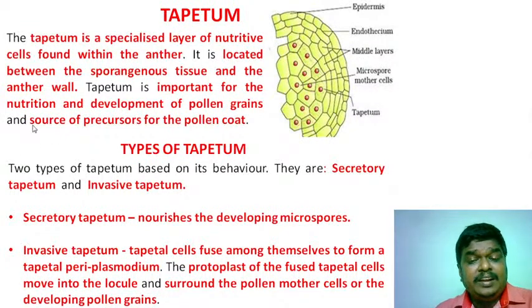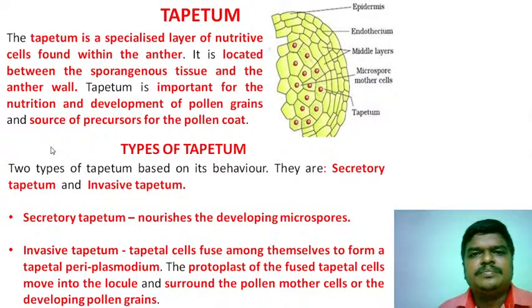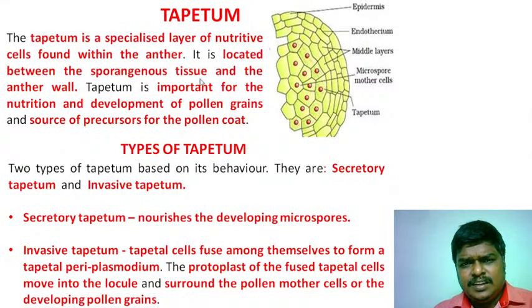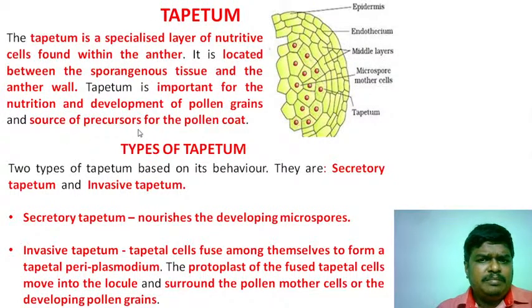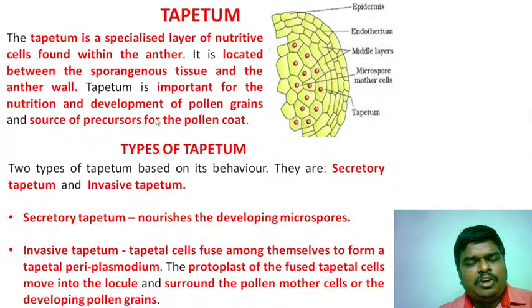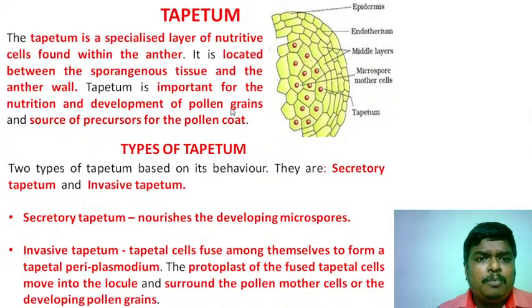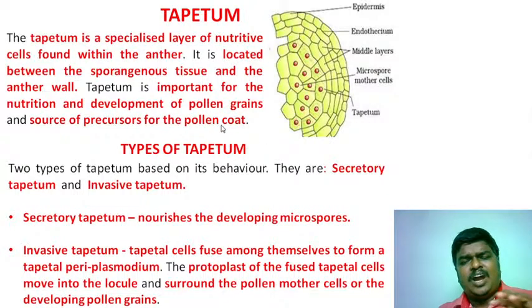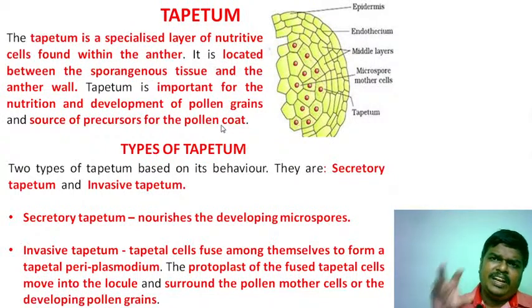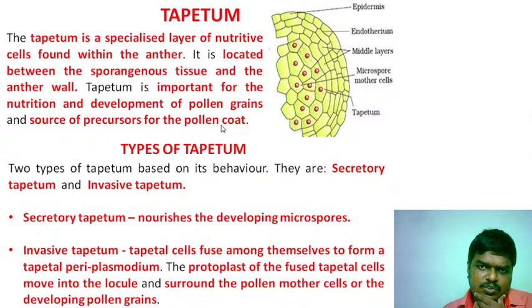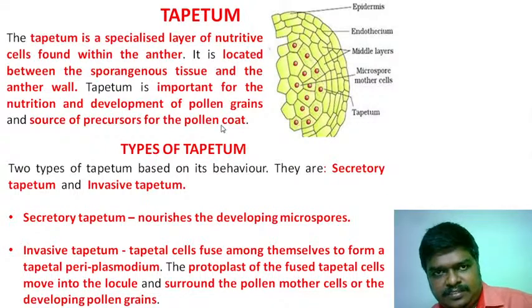And they provide nutrition, and also they play an important role in the development of pollen grains, that is from the microspore to pollen grains. Among these, the tapetum is a very important layer because it provides nutrition to the microspore mother cells, and also plays an important role in the development of pollen grains. And then the pollen coat. What is the pollen coat? The pollen coat is the outer layer of the pollen grains. It has two parts, called exine and intine.